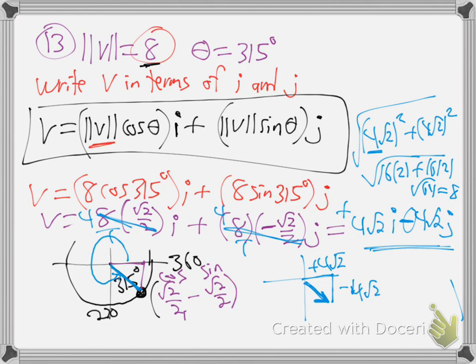Lower right corner, right and down. Yeah, that's the same vector, isn't it? That is a vector of length 8 headed in the direction 315. So we just translated from angle and direction to i j. We're going to do that all the time.